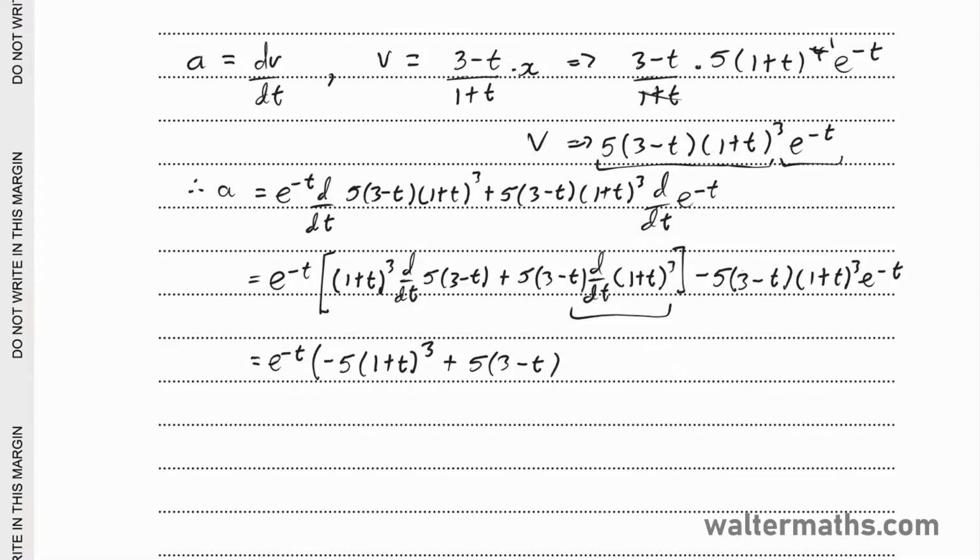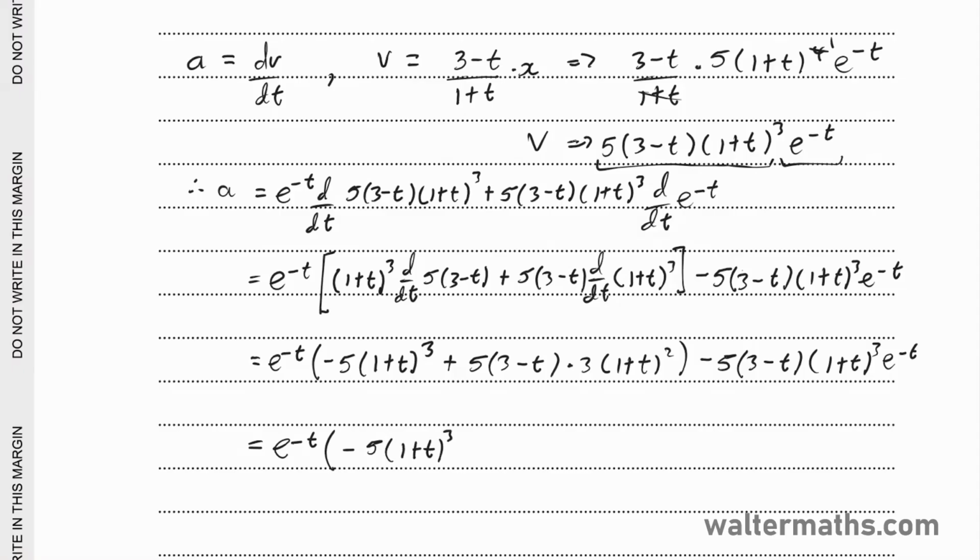And on this part, differentiating, we should get 3 of 1 plus t squared, and that's minus 5 of 3 minus t of 1 plus t cubed of e to the negative t. So we have e to the negative t of minus 5 of 1 plus t cubed, and that's plus 15 of 3 minus t of 1 plus t squared, and that's minus 5 of 3 minus t of 1 plus t cubed of e to the negative t.